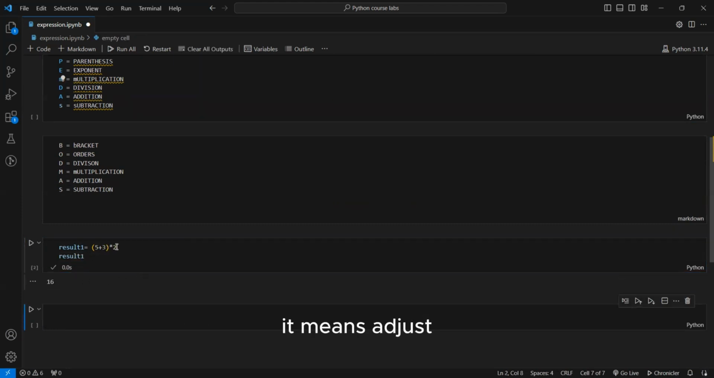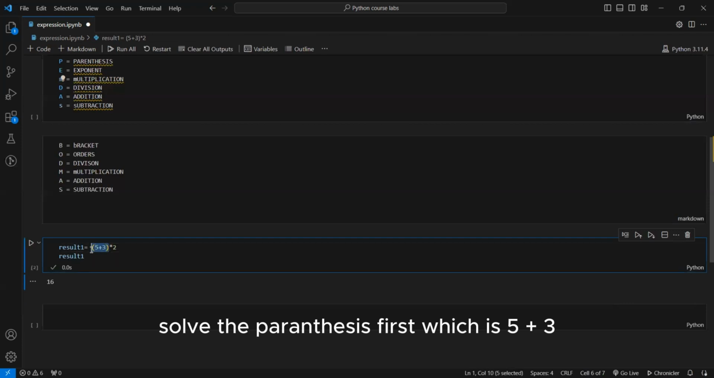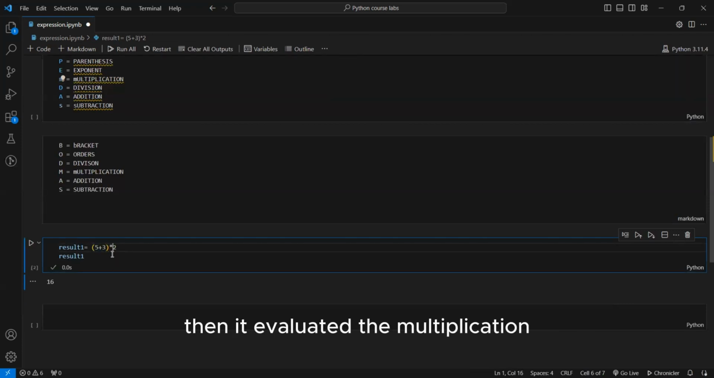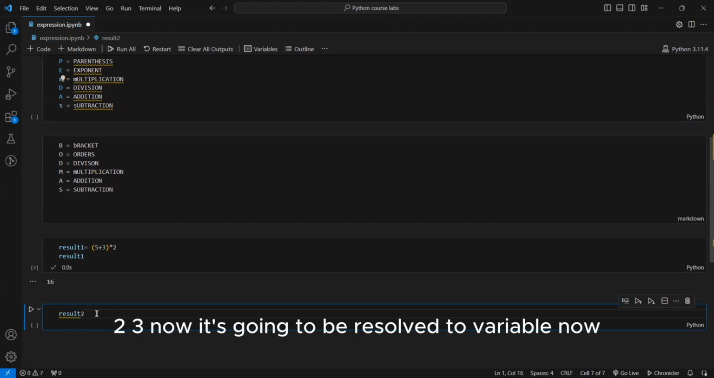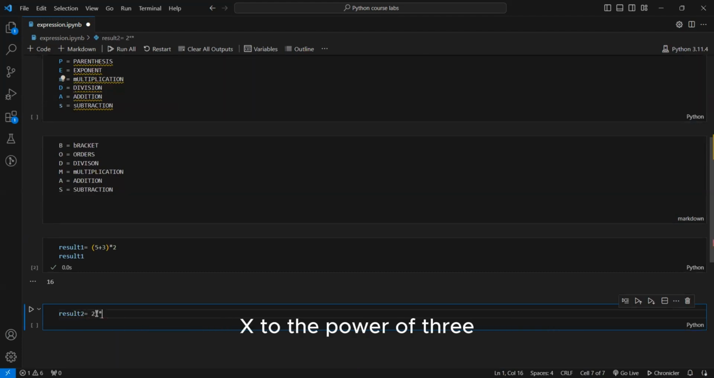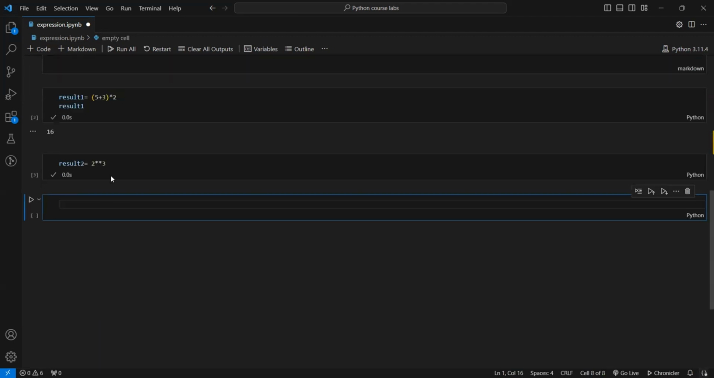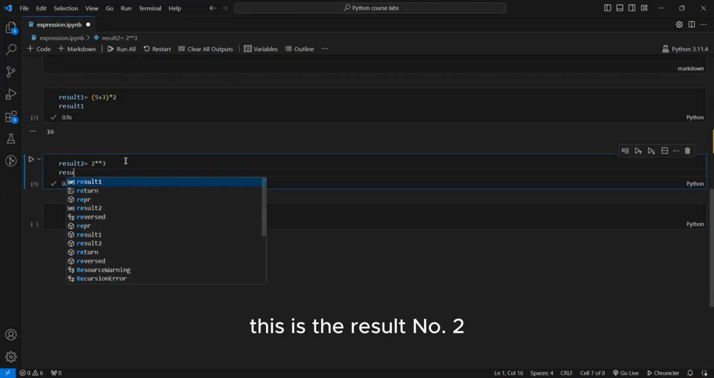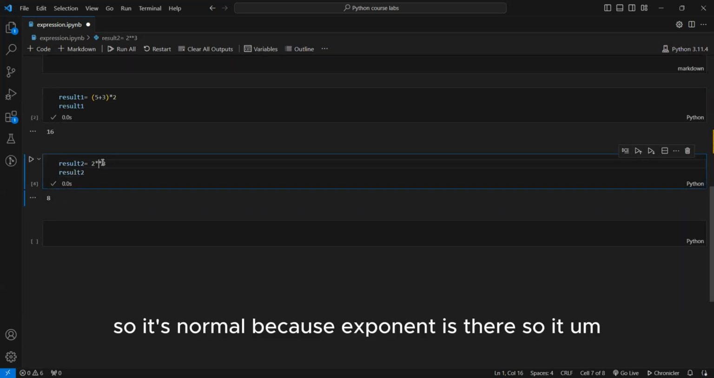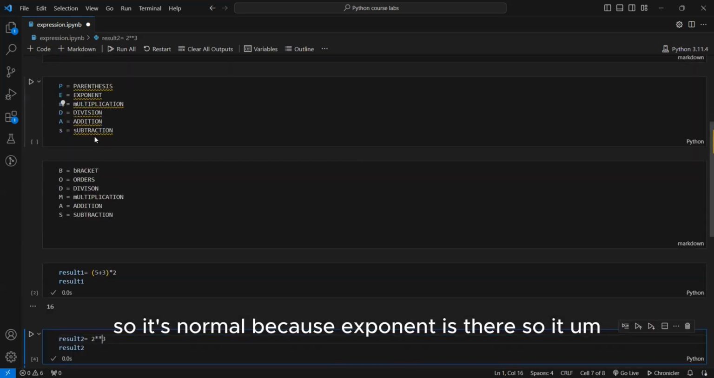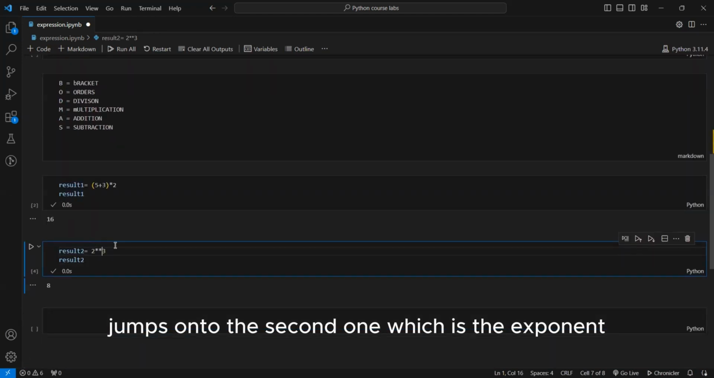It means it solved the parenthesis first, which is 5 plus 3. Then it evaluated the multiplication. Let's try some other examples. Now it's going to be the result2 variable. Now x to the power of 3, result2. So it's normal because the exponent is there. So it jumps on to the second priority, which is the exponent.